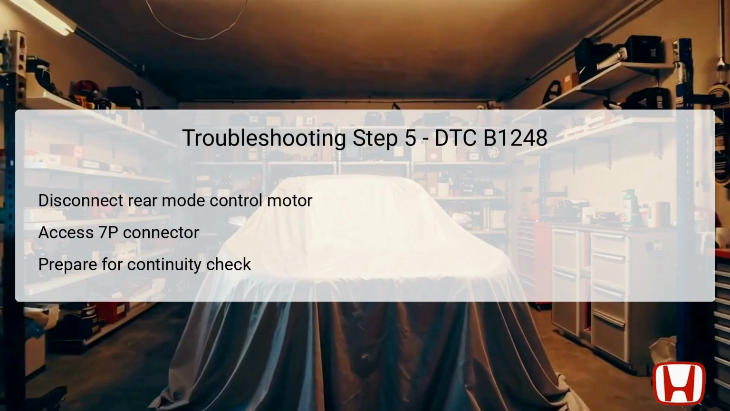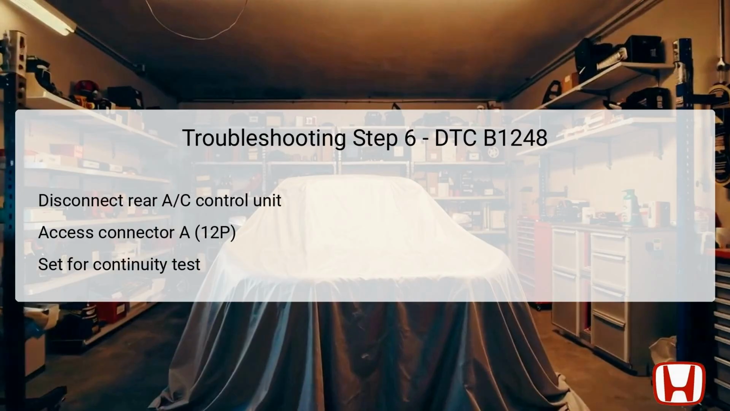Now, disconnect the rear mode control motor by detaching the 7-pin connector. This step is critical for ensuring that the electrical tests perform accurately without feedback from other system components. Accessing the 7-pin connector allows for thorough checks to confirm connections and functionality. This step prepares the environment for continuity checks between notable components and ensures that no unintended signals affect the results. Troubleshooting within this isolated setup is essential for pinpoint accuracy and to find root causes in wiring or connectivity issues.